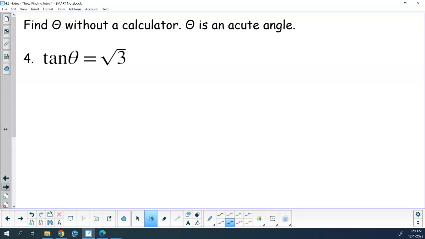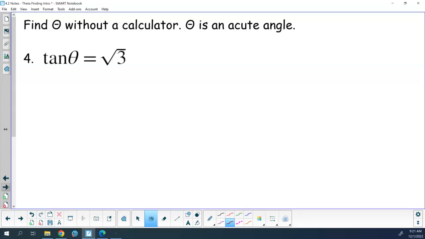Now, kick it up a notch. We've got plenty of unit circles around the room that you can look at, or if you've got your own, you can definitely look at your own too. Okay. So now, without using a calculator, I want to know where the tangent of theta is equal to the square root of 3.